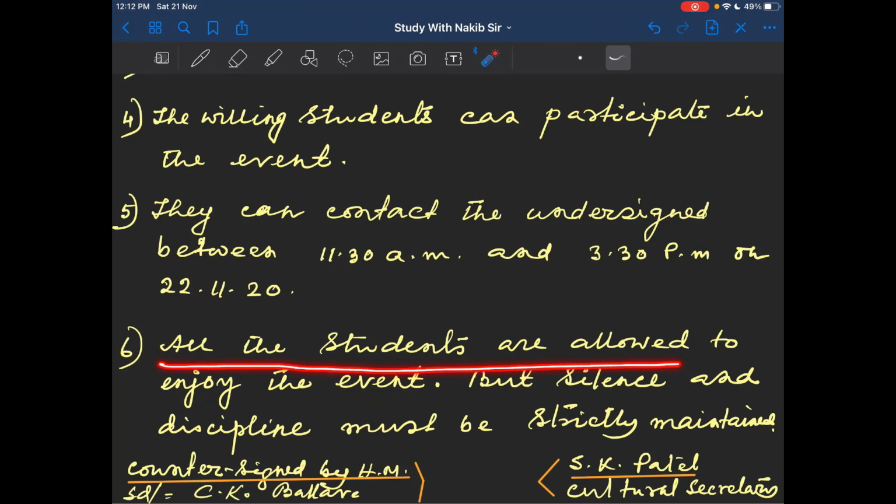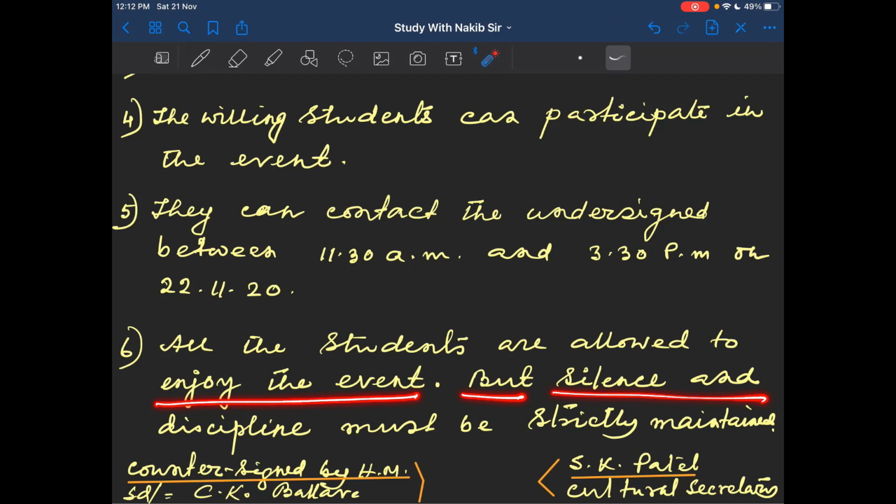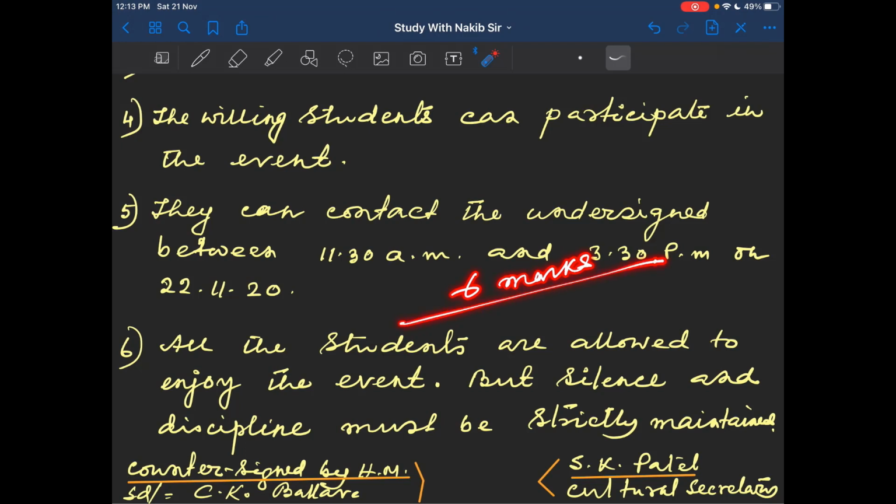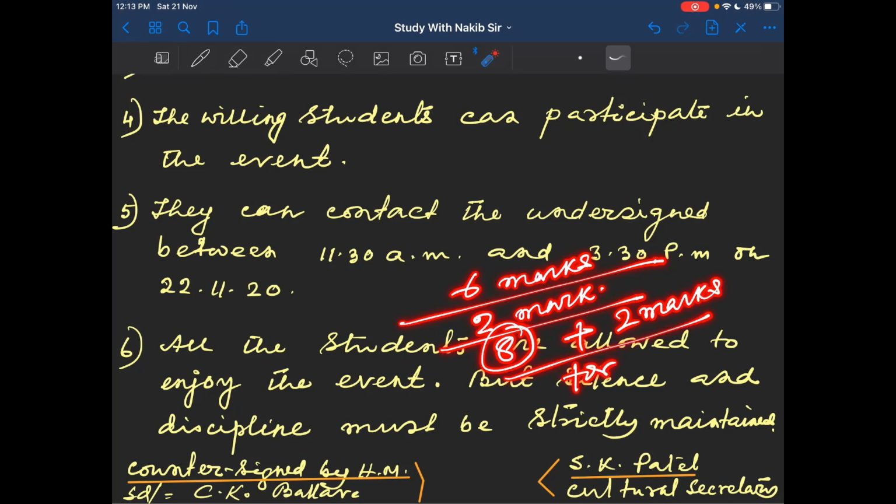All the students are allowed to enjoy the event, but silence and discipline must be strictly maintained. So it is done, and you have already got 6 marks for the content, and if you write this way you will get additional 2 marks for the register, and so together you have got 8 marks plus 2 marks for the form. So you have got 10 marks if you write this way.